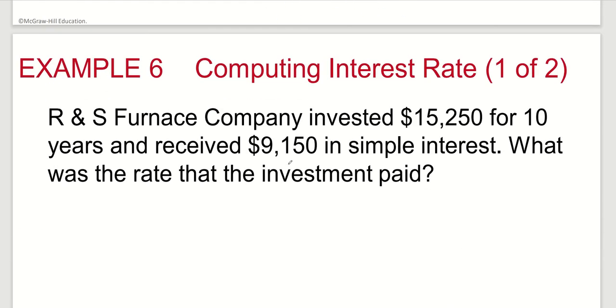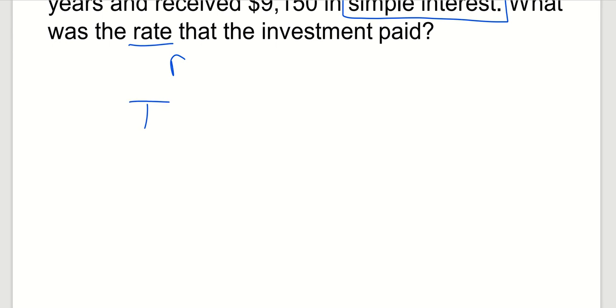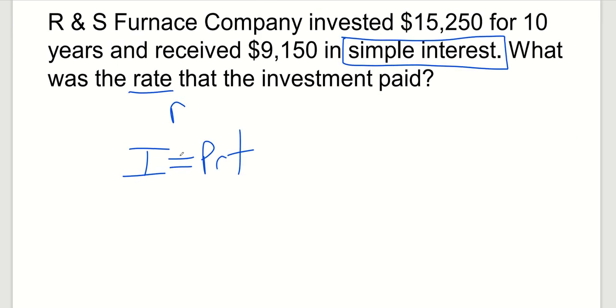Let's take a look at another one. They say that R&S Furnace Company invested $15,250 for 10 years and received $9,150 in simple interest. What was the rate of that investment? So here, notice they're asking for a rate. If we want to find R, let's just leave it as a variable R. We're still at this section working with simple interest, so it's still I equals PRT. So we copy down the formula, and let's plug in everything that we know, and the things that we don't know, i.e. the rate this time, we can just leave with the variable R.